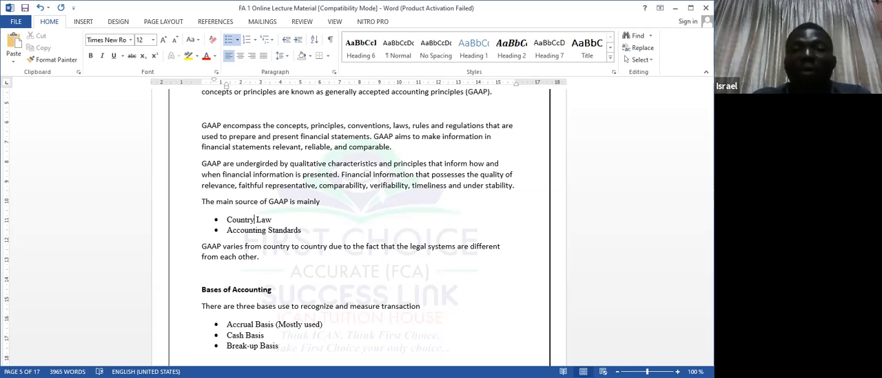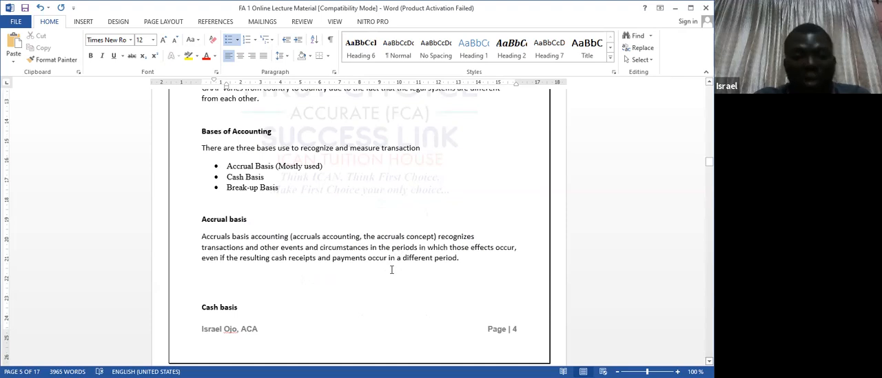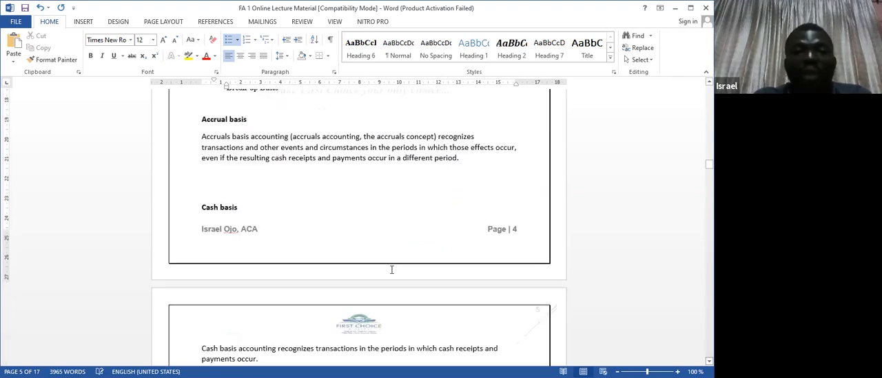We have the accrual basis, the cash basis, and the break-up basis. The accrual basis and cash basis are used when the company is a going concern, while the break-up basis is used when the company's going concern status is in question. It means that in the next year, that company may not be in existence again.